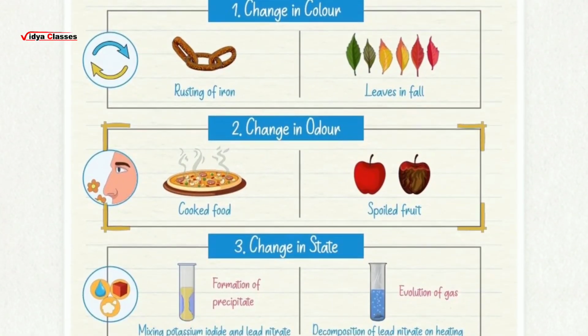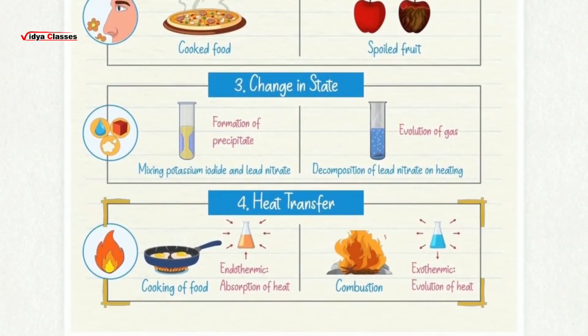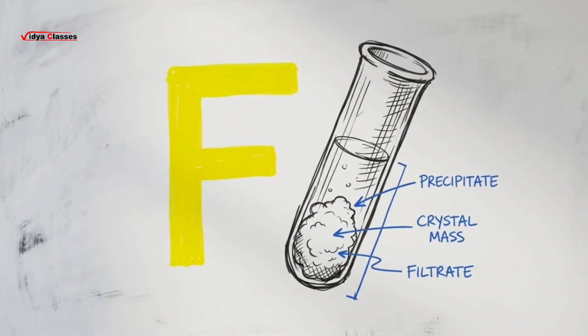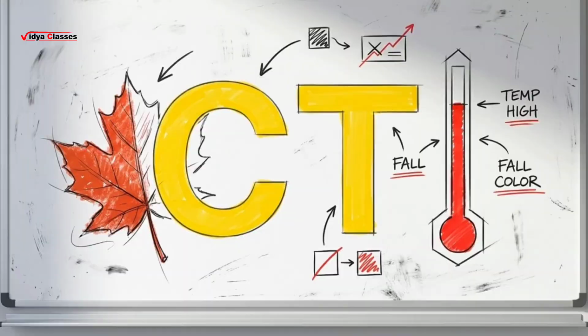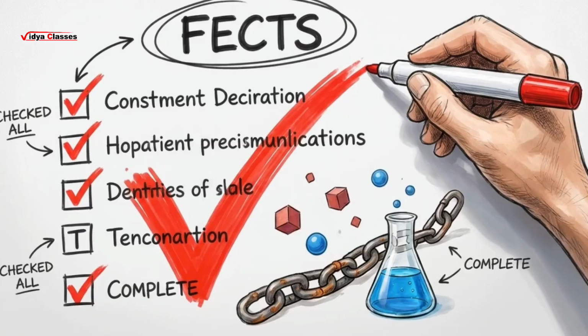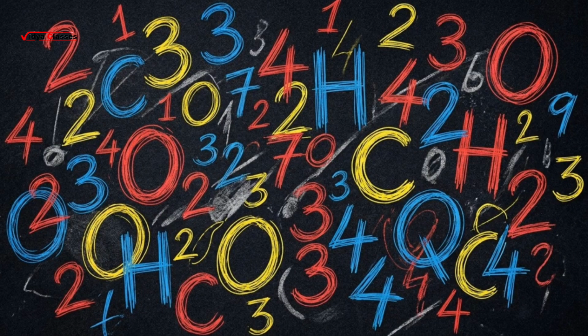A reaction can also cause a sudden change in state, or a transfer of heat as energy is absorbed or released. These 5 indicators form a checklist known as FECs: formation of a precipitate, evolution of a gas, color change, temperature shift, and state change. While checking off these boxes proves a reaction happened, it doesn't reveal the exact ratio of the atoms involved.